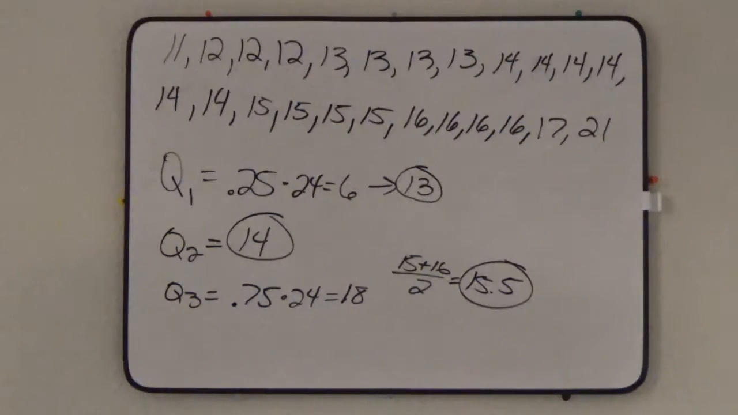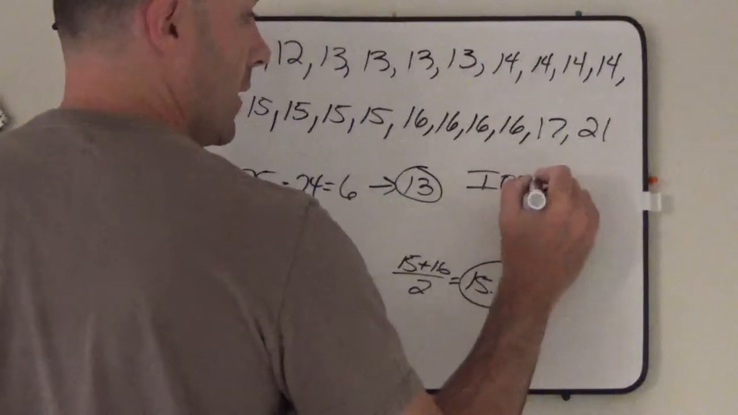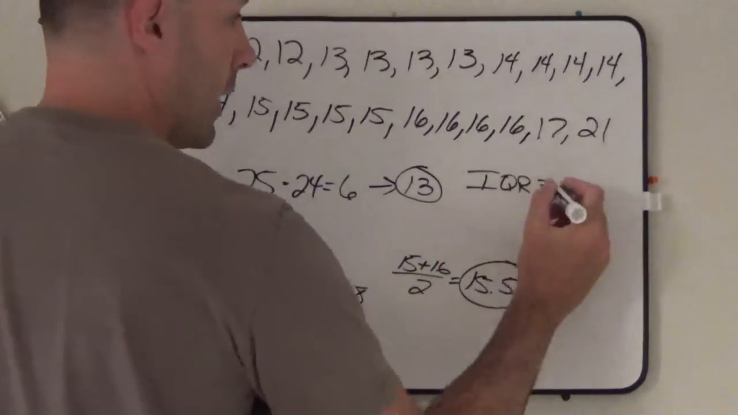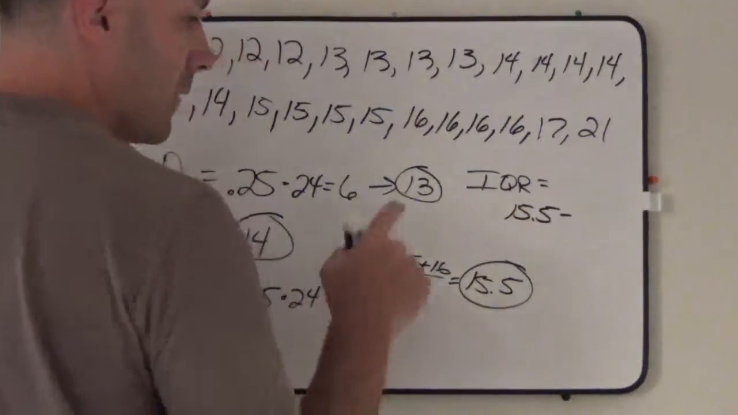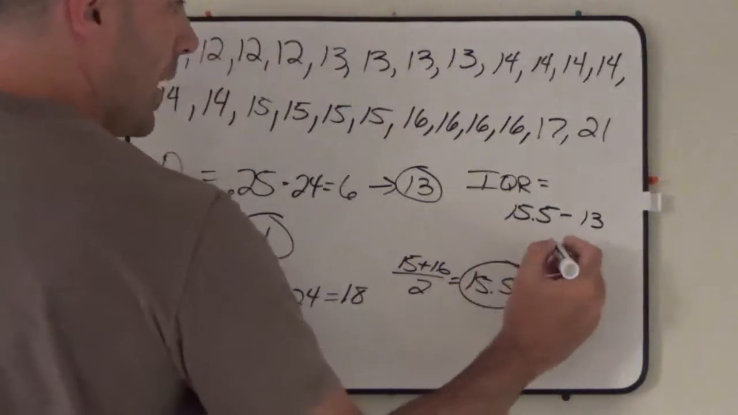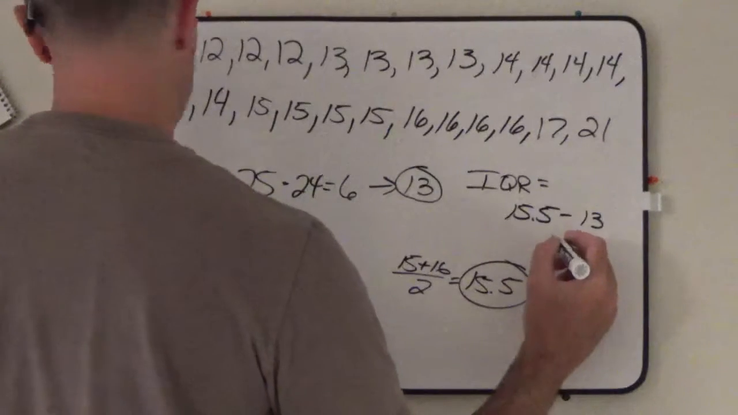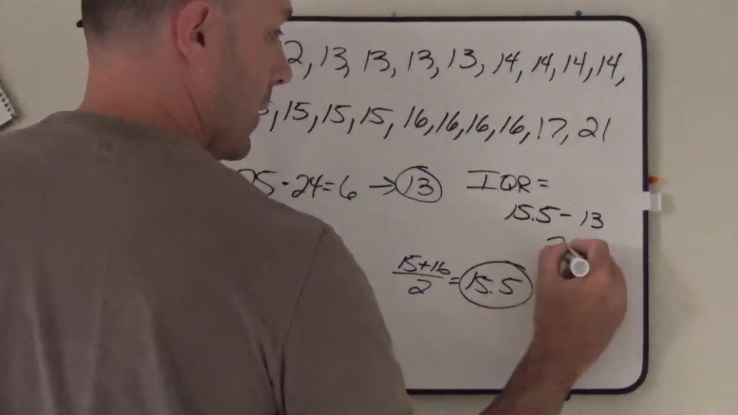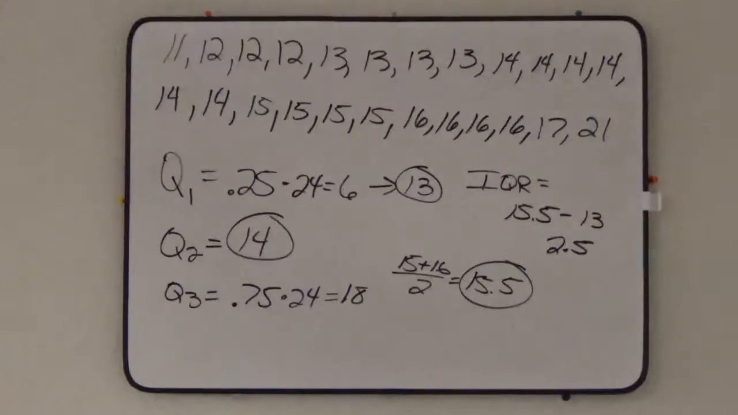Now that's great. What we need to do now is identify whether or not a number is an outlier. So we're going to find the interquartile range, the IQR. Remember, that's taking the upper quartile, 15.5, and subtracting from it the lower quartile, quartile 1, 13. When we do that, we get 2.5. Now, that's the interquartile range, 2.5.